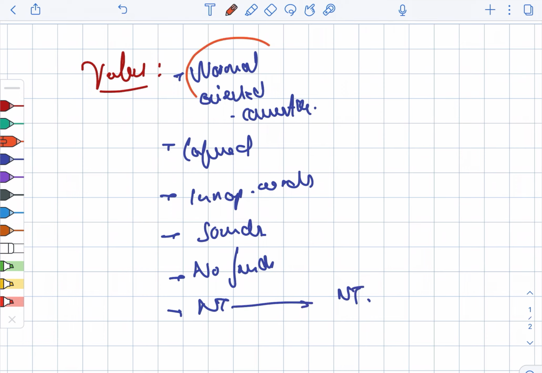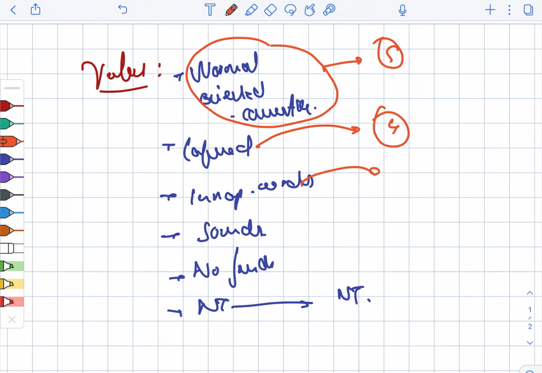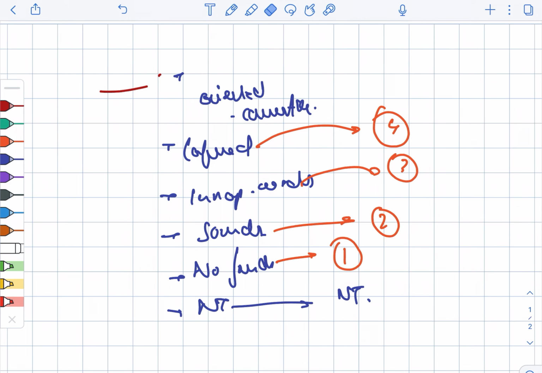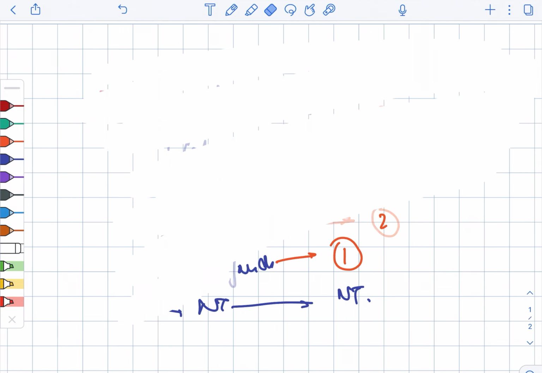In case of normal oriented conversation, the score is 5. In case the patient is confused, it is 4. In case of inappropriate words, it is 3. In case of only sounds, it is 2. And in case there are no sounds, it is 1. And NT is nothing but non-testable.